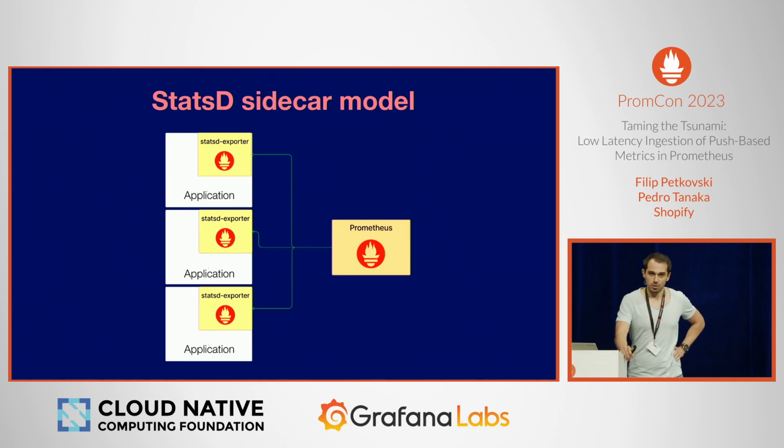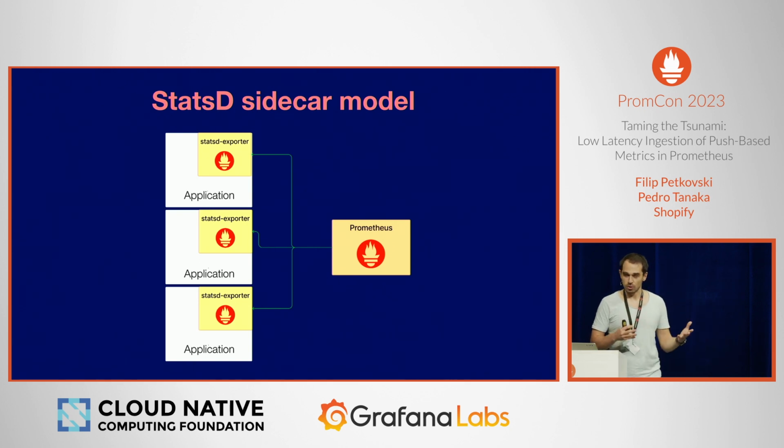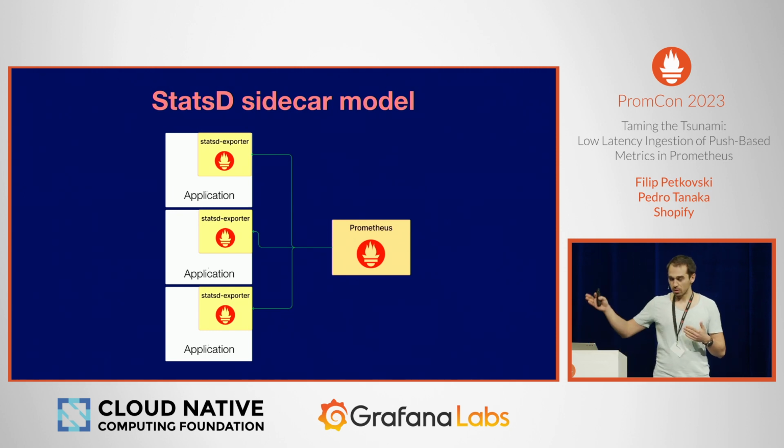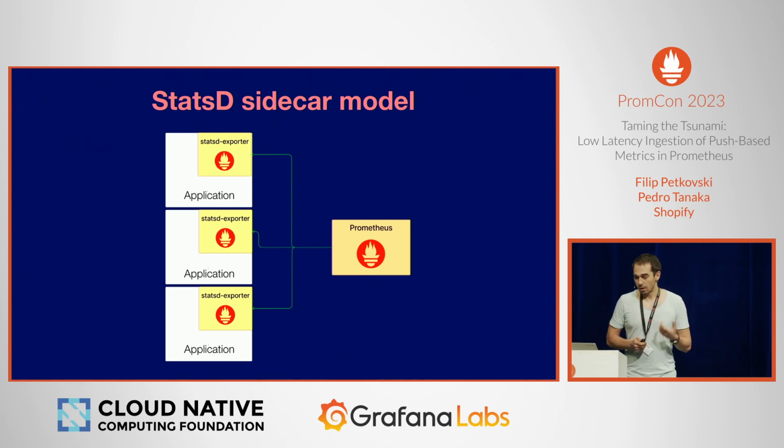So as Pedro mentioned briefly, the canonical way, or the typical way, you would run the StatsD exporter is to deploy it as a sidecar to an application that emits StatsD metrics, or metrics in the StatsD format. Then each application would talk to this local sidecar and send packets to it. The sidecar converts that to the Prometheus exposition format, and Prometheus can then scrape the sidecar. Now, at the scale that we run, there are several problems with this approach.